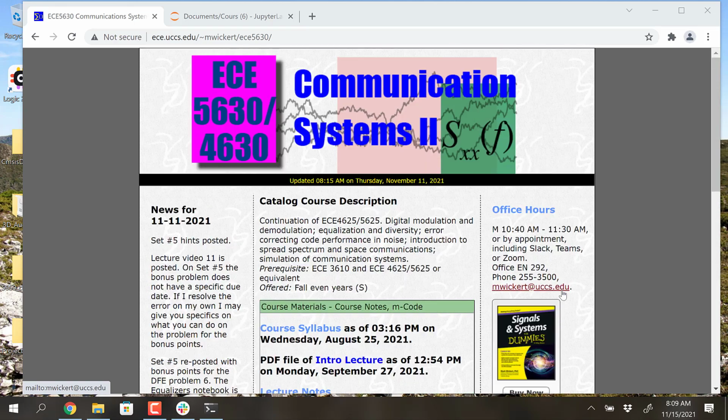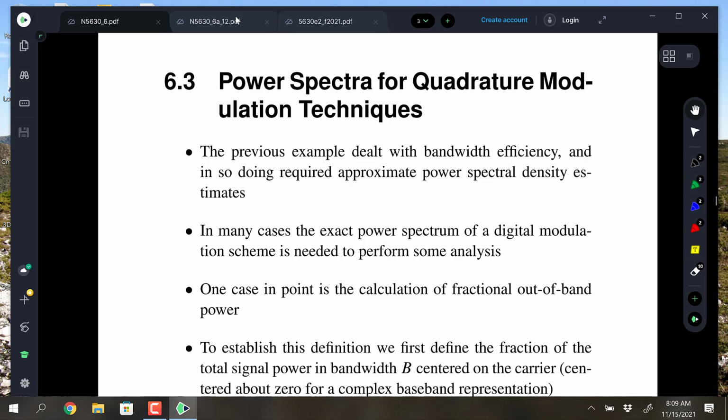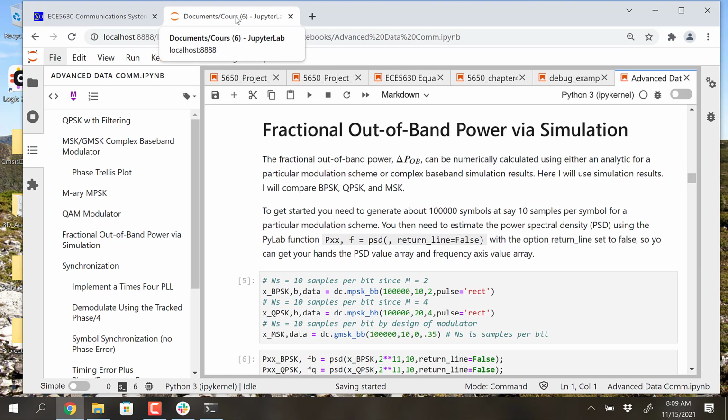So there's really nothing else to bring up on the website right now. We'll be over here in Jupyter in a moment. Well, maybe what I should do is talk about what I did before we jump back into fractional out-of-band power.